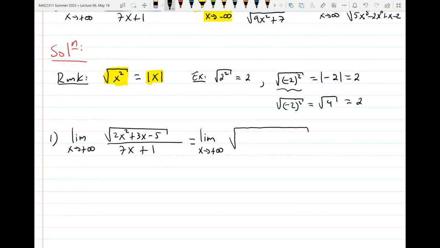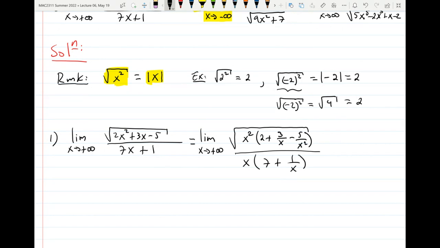So inside that square root, I'm going to factor out x squared. And then what's left is 2 plus 3 over x minus 5 over x squared, as you all know. And then in the bottom, let's factor out the x. And then what's left is 7 plus 1 over x.